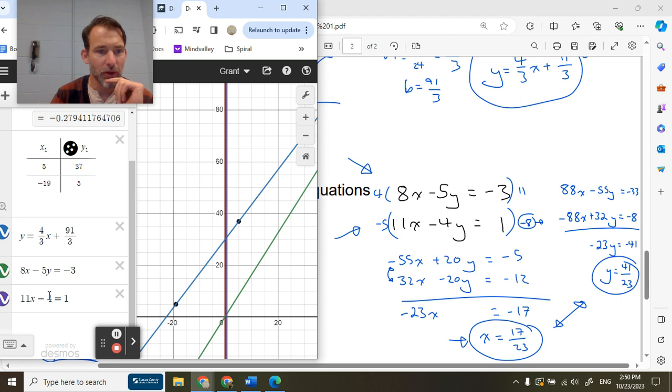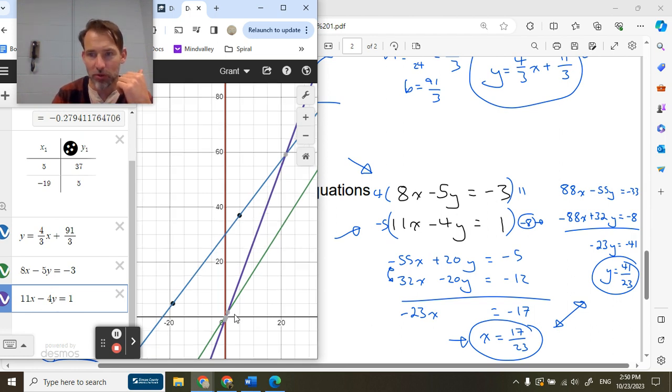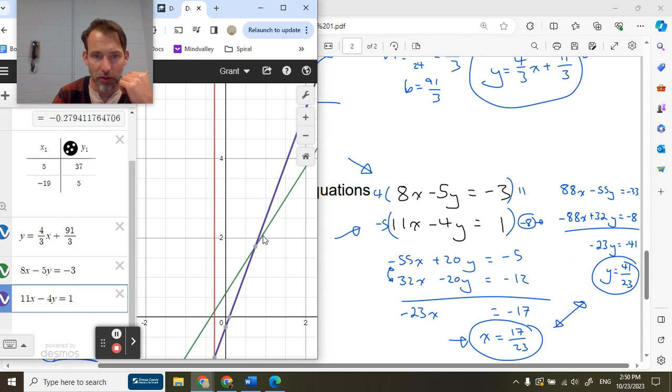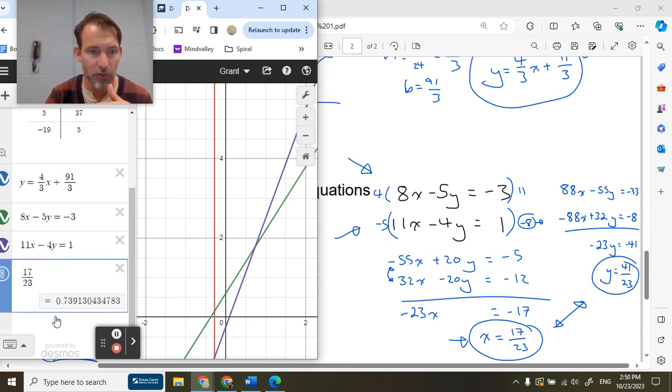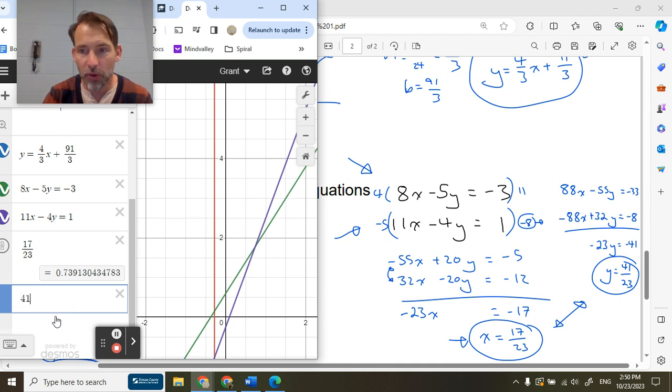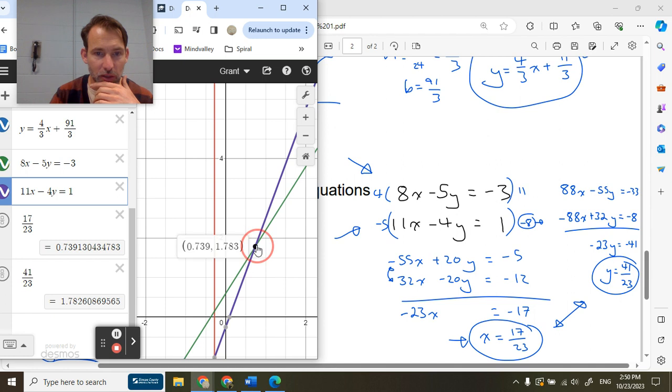11x minus 4. Okay, that's not it. 11x minus 4y. Okay, that will change it. There we go. And then we found x was 17 over 23 and y was 41 over 23. That's what we found. So we go there, just highlight that point. And then you can come in here and write 17 over 23 to find out what that is as a decimal, and 41 over 23. Find out what that is as a decimal, and then just verify. Yep, it verifies. It works. Yeah, so I got that right.